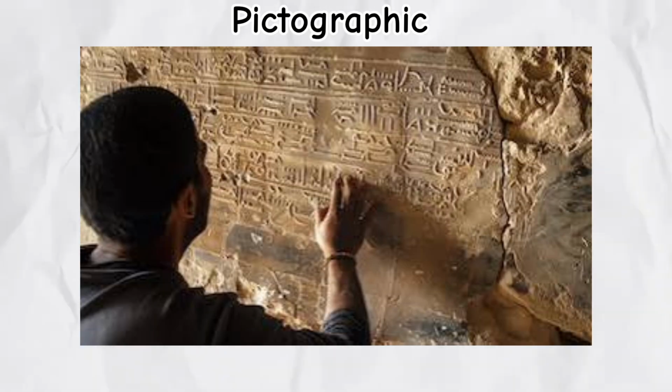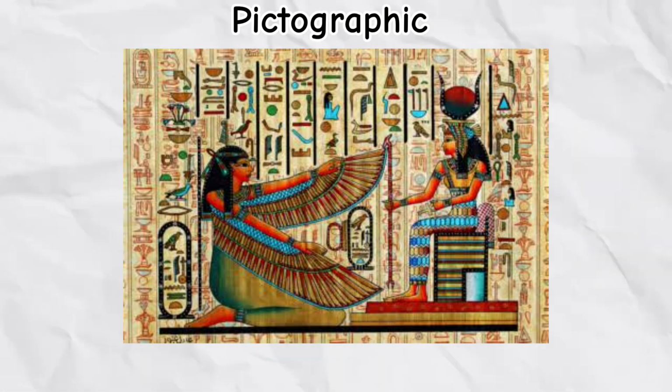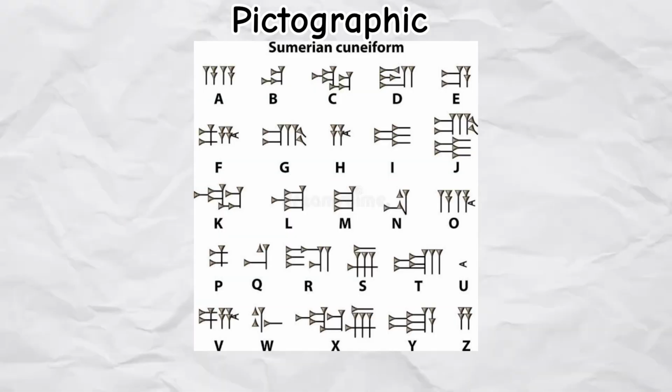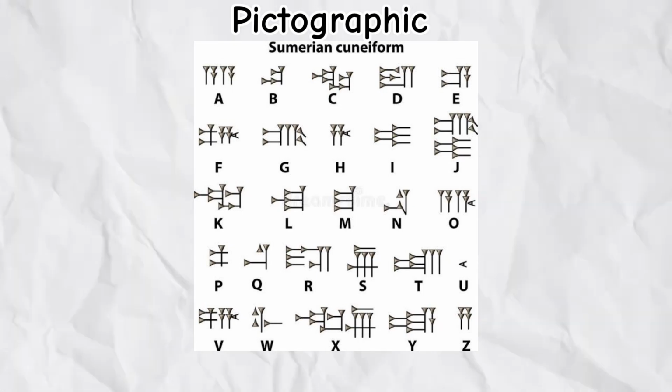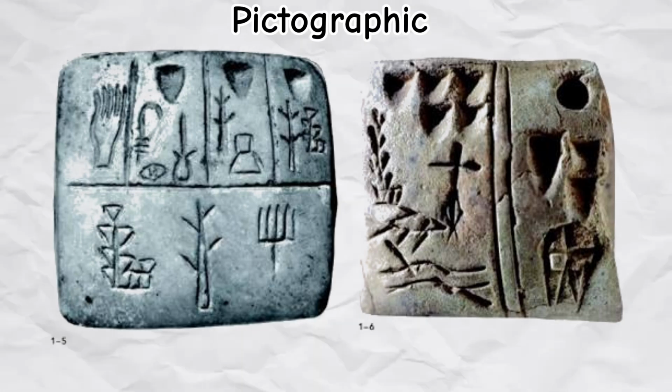Pictographs were highly intuitive and visual, helping early humans record trade, events, and stories. Over time, many pictographic systems evolved into more abstract writing forms, laying the foundation for future scripts.